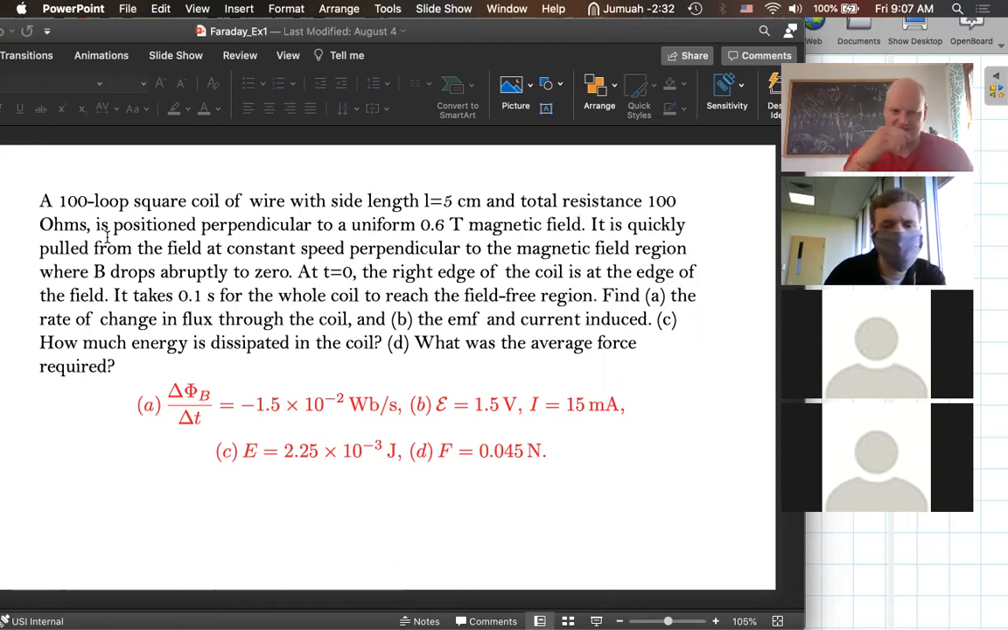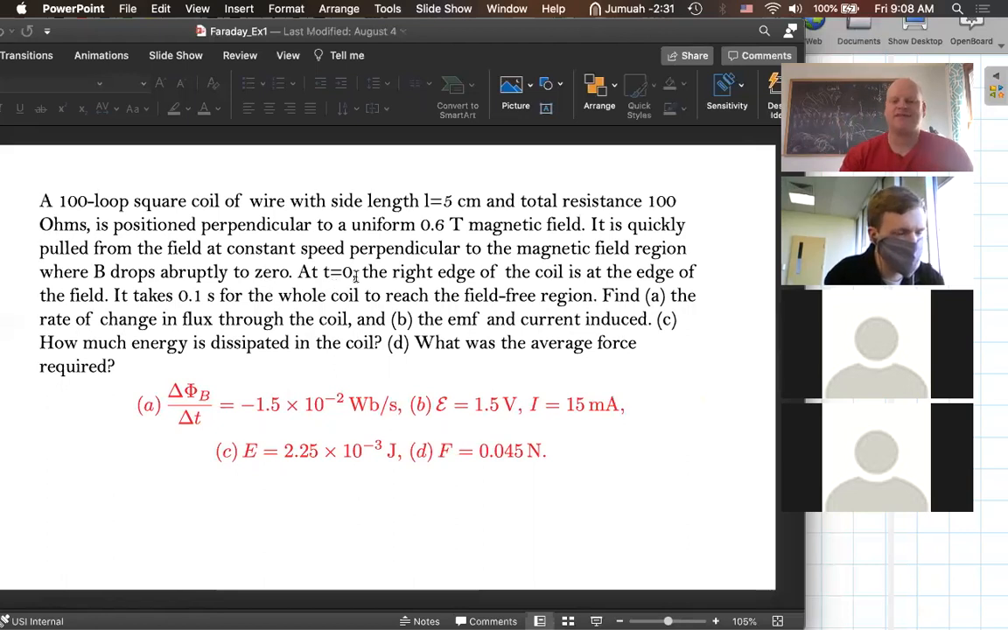The resistance is there just to make sure the current is going to run. The coil is positioned perpendicular to a 0.6 Tesla magnetic field. It is then quickly pulled from the field at a constant rate perpendicular to the magnetic field region, where the magnetic field abruptly goes to 0 at some spatial location.